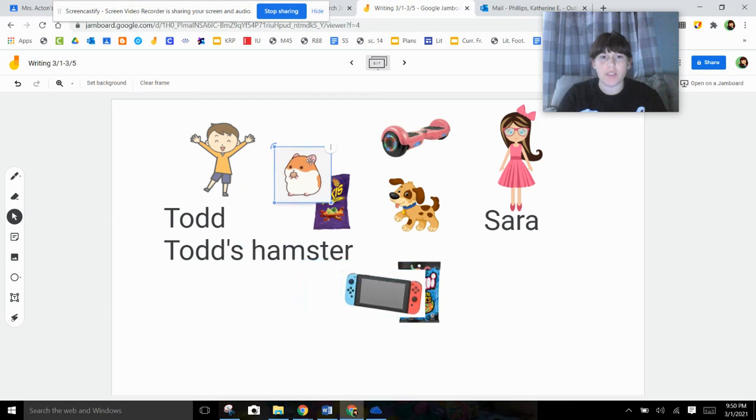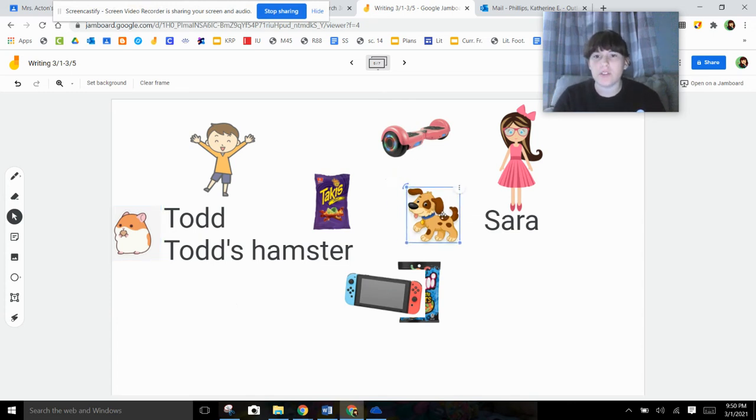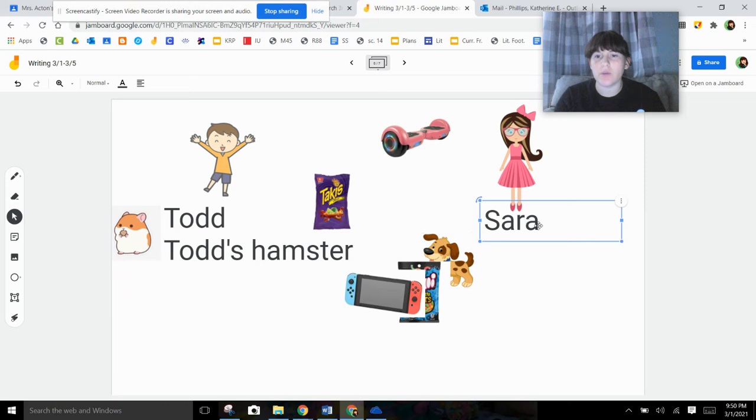You got to move some of these things. So, yeah, first we've got Todd's hamster. And then let's do Sarah has the dog. So then we would type Sarah, then we would do the apostrophe S to show that what's next belongs to her. And what's next is the dog. So that shows that that's Sarah's dog.